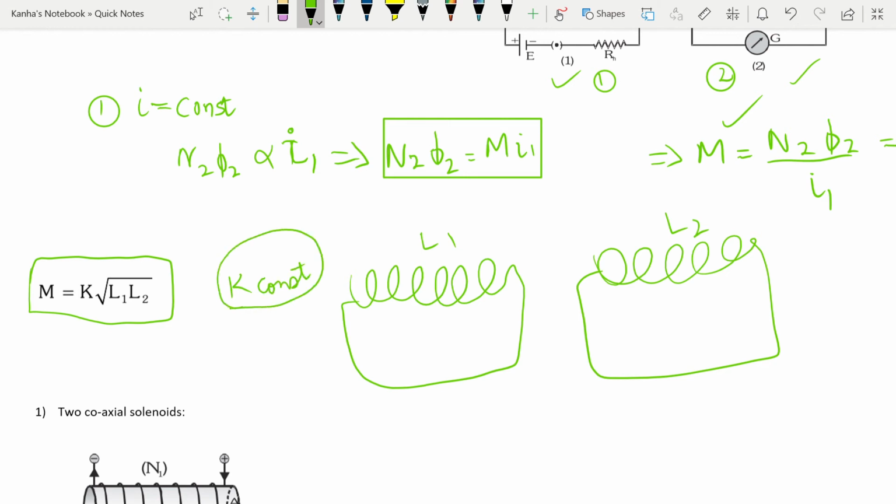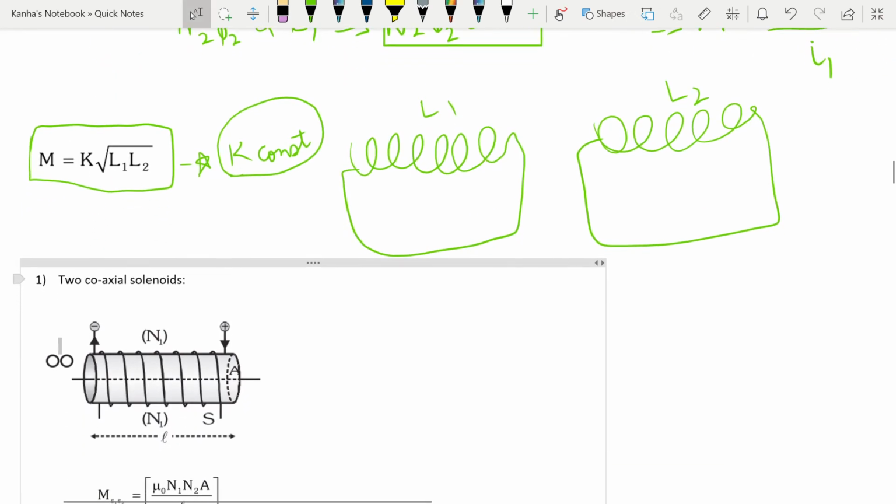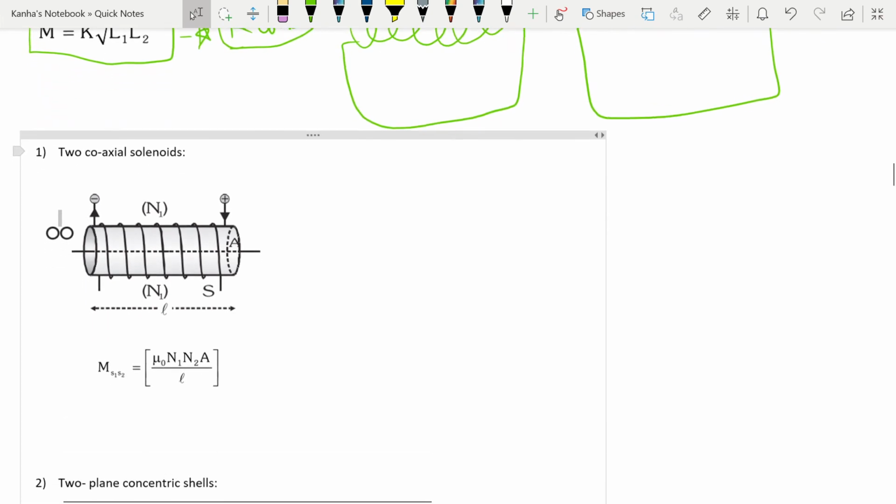Sometimes you will be asked about the coupling factor between them. Given the values of M, L1 and L2, you can easily find this out. Also mark this with a star. Let's look at some specific examples.